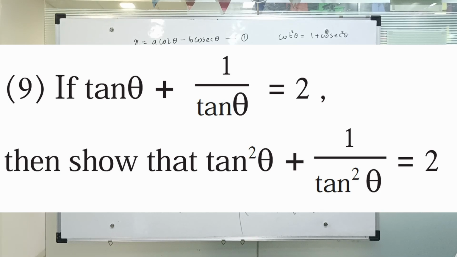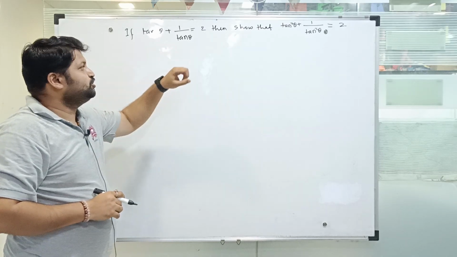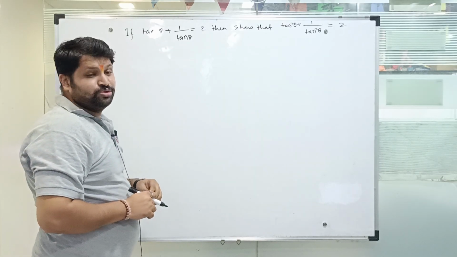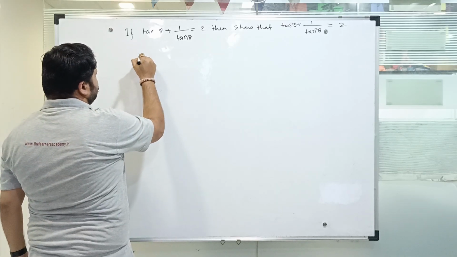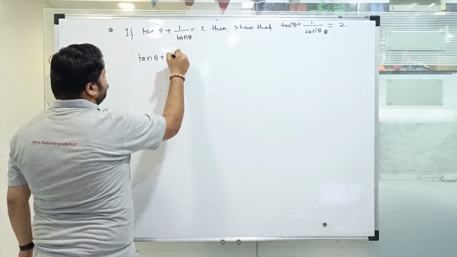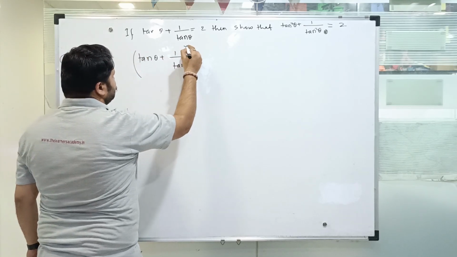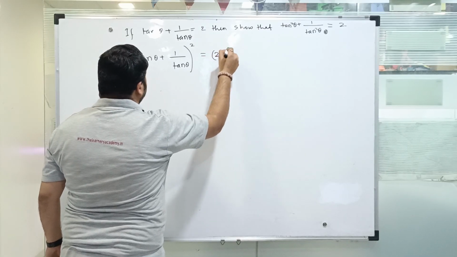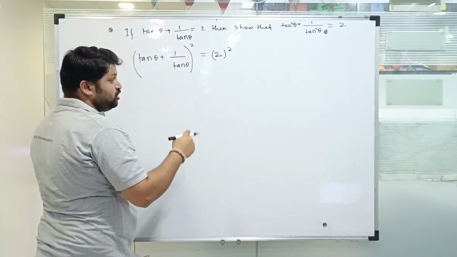Now this does look complicated. The sum says that tan theta plus 1 upon tan theta is equal to 2, and we have to prove that tan square theta plus 1 upon tan square theta is equal to 2. Now, the easiest way to do it is you take tan theta plus 1 upon tan theta and you square it. So if I square both the sides, I get tan theta plus 1 upon tan theta, whole square, is equal to 2 square.